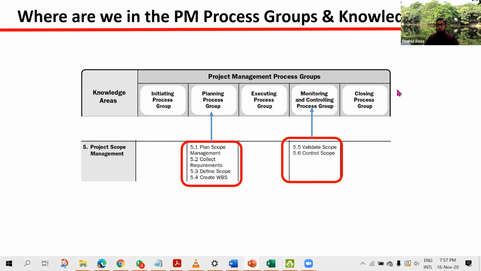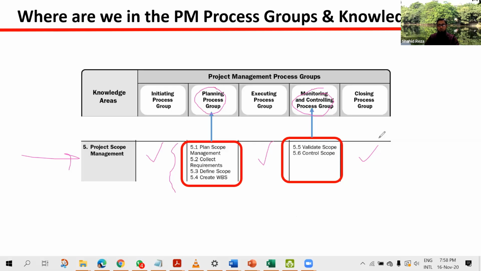So let me give an overview of the processes in this knowledge area. There are 6 processes. 4 processes are under the planning process group, and the last 2 processes are under the monitoring and controlling process group. All right. So in initiation, execution, and closing, there is no process in this knowledge area.